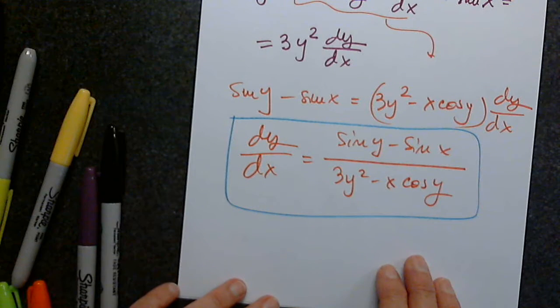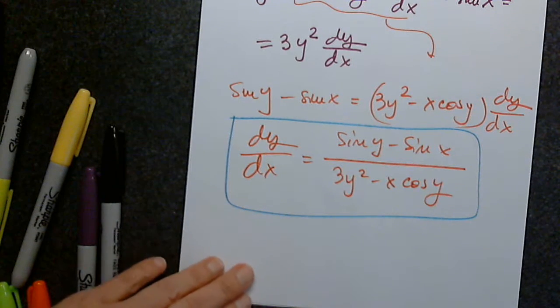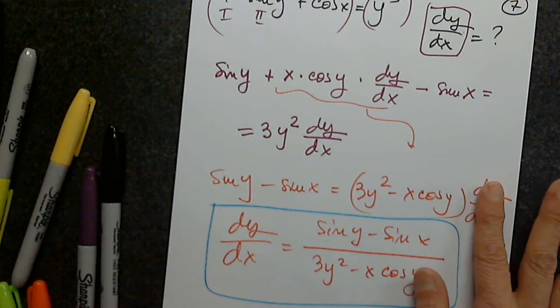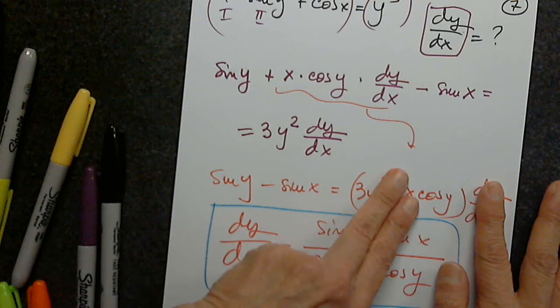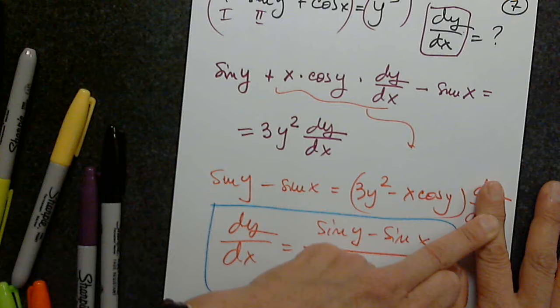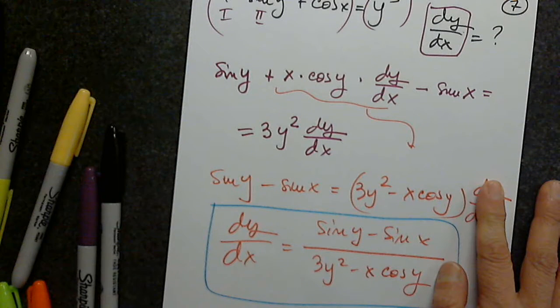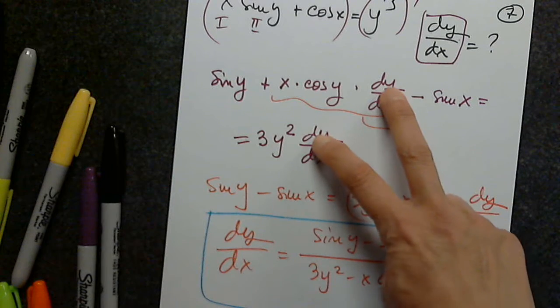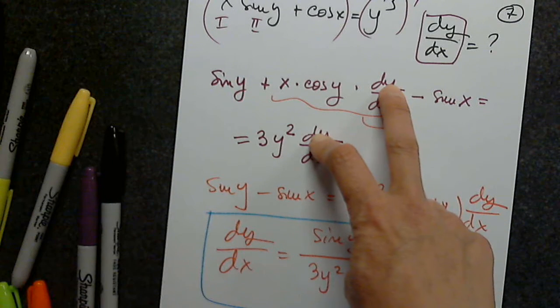I just have one quick question. Before, you were dividing by the dy dx that was multiplied by x cosine y, right? I'm solving for this. This is my variable. So I have to divide both sides by the number or expression that multiplies my variable. She factored out the, so she brought over x cosine y times dy dx. The variable is in these two terms.